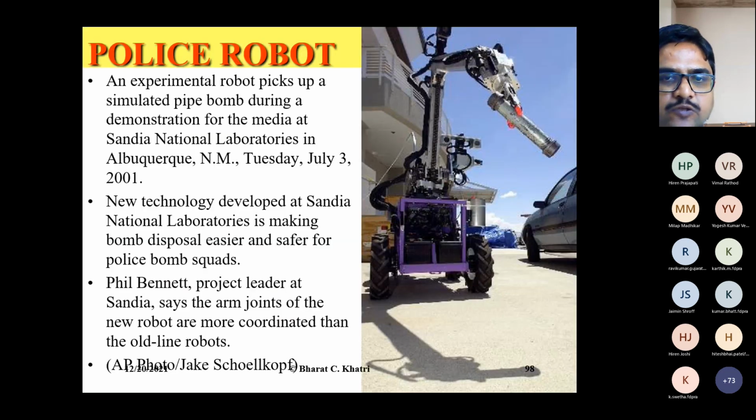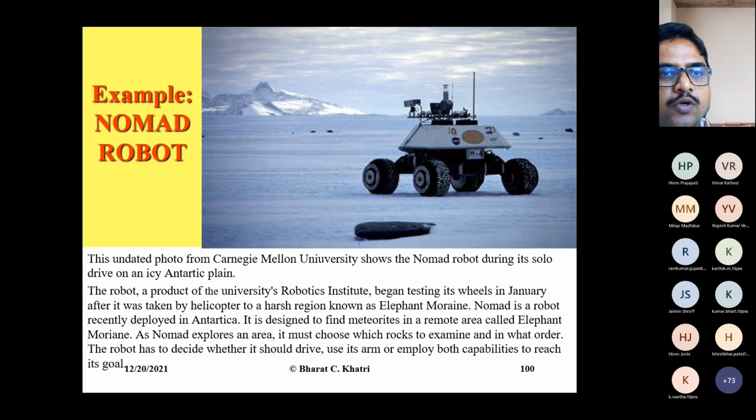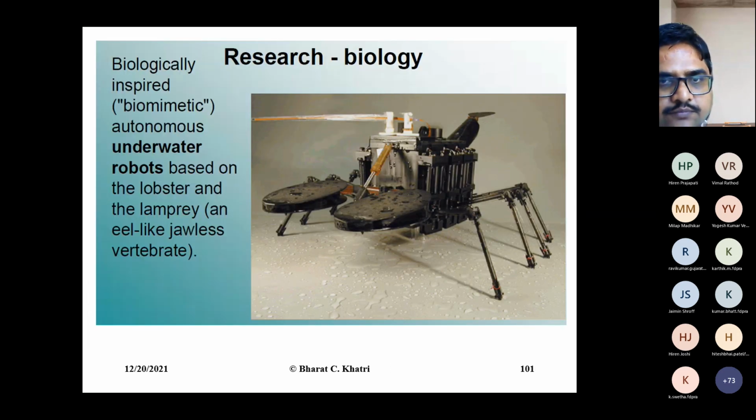Police robot that is used to sense, find out and dispose of bombs. That was made in 2001. A bomb disposal arm. Here you can see the bomb disposal robots. Nomad robots are used in the Antarctic plain, a very cold area. Carnegie Mellon University has developed this type of robot to work in the Antarctic.